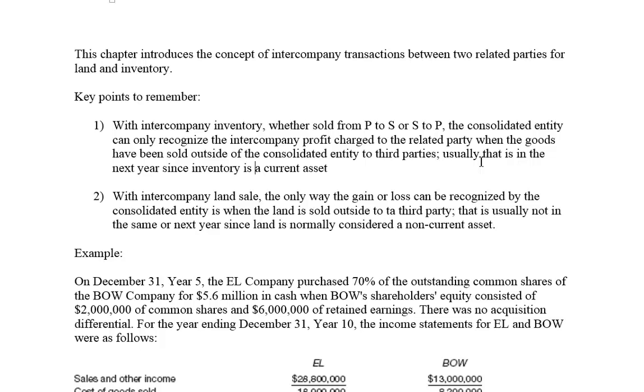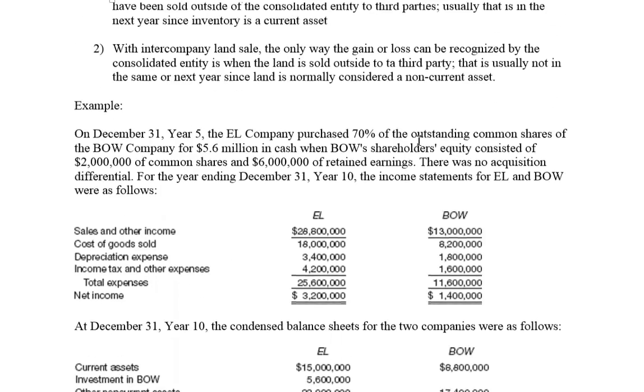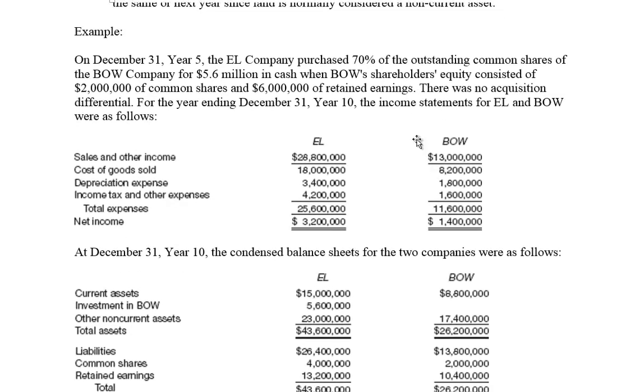All right. So now I've pulled a little example, and maybe we can go through the example that demonstrates these concepts. So for example, let's assume that on December 31st, year 5, we have a company, L, and it is the parent, and it purchased 70% of the outstanding common shares of Bo, the sub. They bought it for $5.6 million in cash when Bo's equity consisted of $2 million worth of common and $6 million in retained earnings.